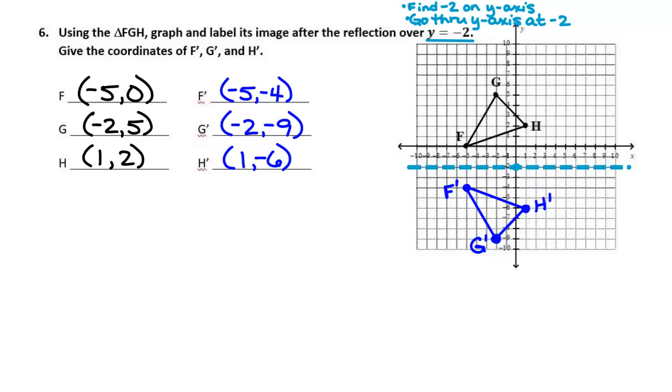All right, what else would you like to see? Number which one? Number 5, absolutely.